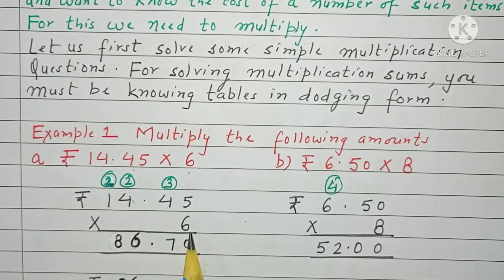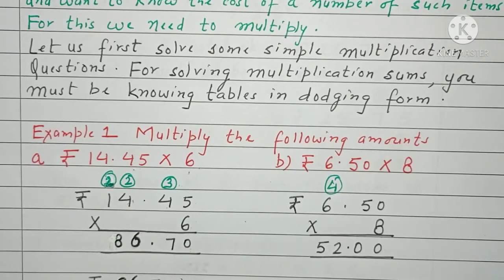So, on multiplying by 6, 6 5s are 30, 0, 3 carryovers. 6 4s are 24 plus 3, 27, 2 carryovers. 6 4s are 24 plus 2, 26, 2 carryovers. 6 1s are 6 plus 2, 8. The answer comes out to be rupees 86.70.